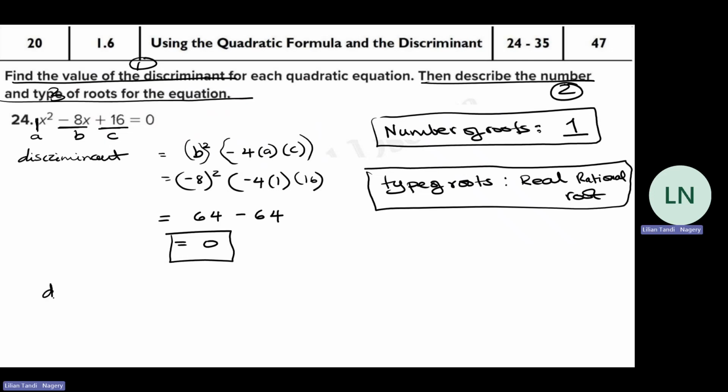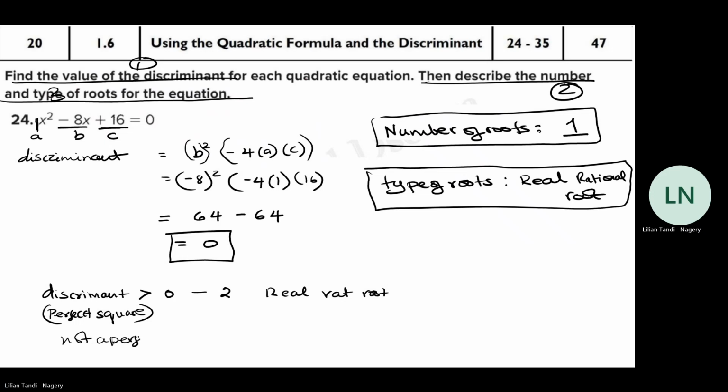Remember your canon. When discriminant is greater than 0, what is your answer? 2 real rational roots if the discriminant is a perfect square. If the discriminant is a perfect square and greater than 0, this is your answer. If the discriminant is not a perfect square but it is greater than 0, you have two real irrational roots. Two real, but your roots are not rational, they are irrational.